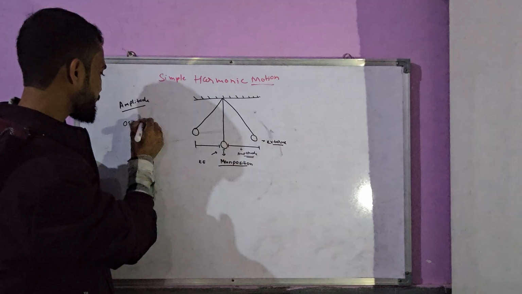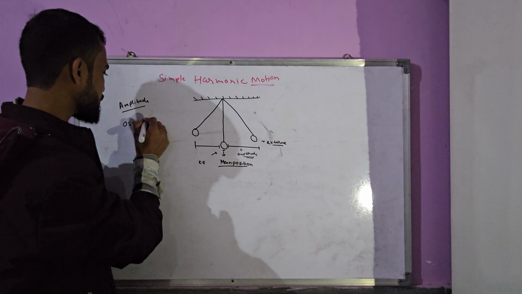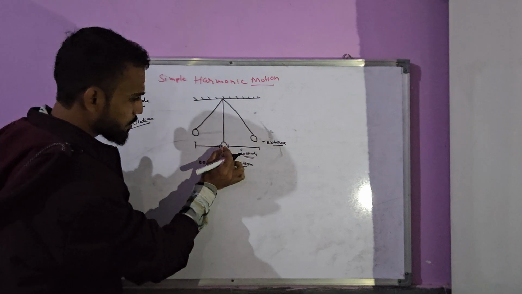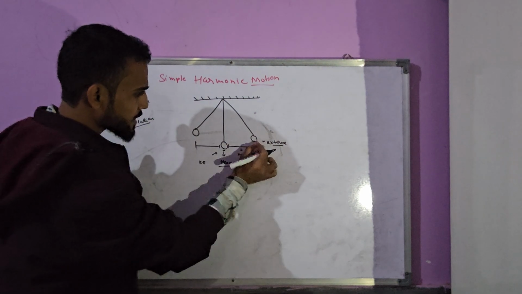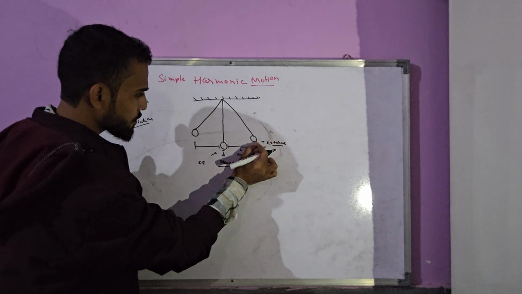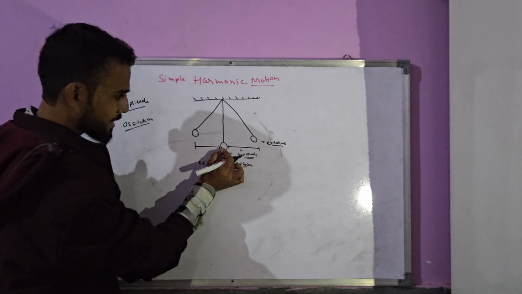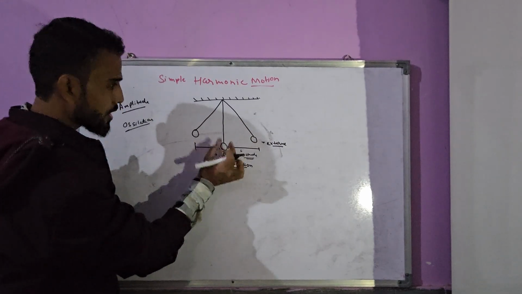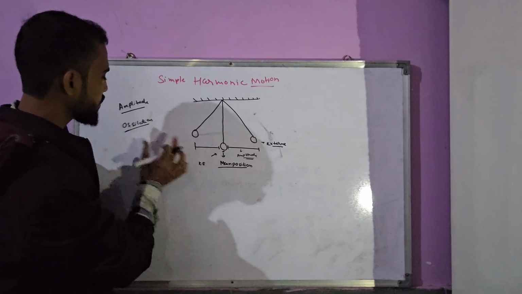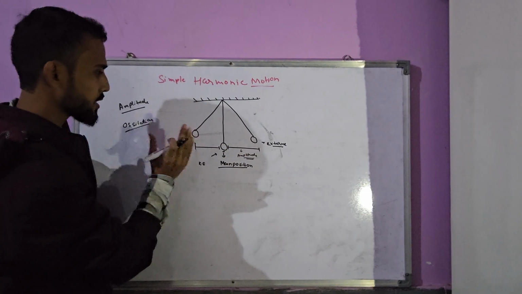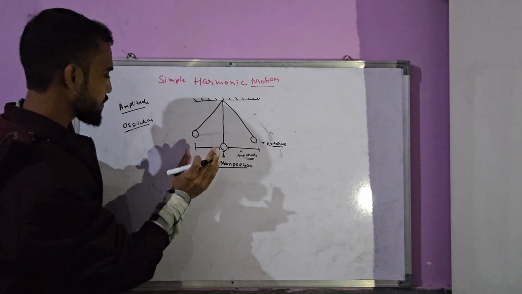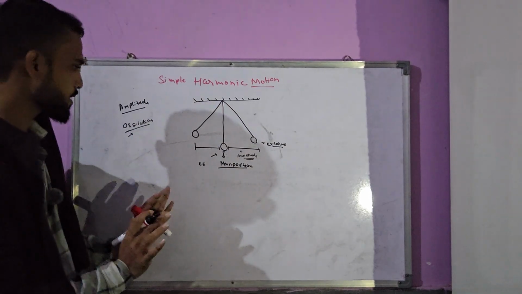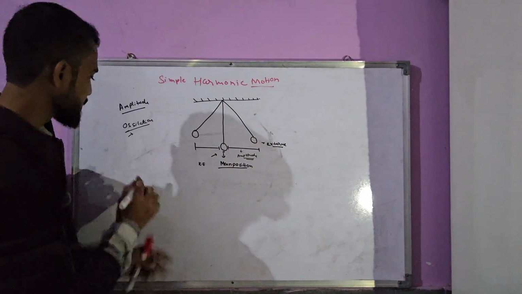Now, oscillation. What is oscillation? Suppose the bob is moving from mean position to extreme position, then again extreme to mean, and then in the negative direction, mean to extreme, then extreme to mean. Now this one complete cycle is called one oscillation. Getting my point?